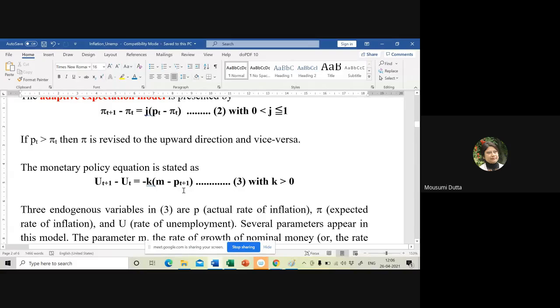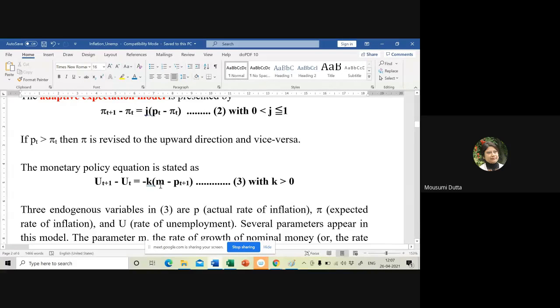Okay. Now m minus p(t+1) indicates surplus money in an economy. This is the money supply part and this is the increase in price part. So money supply part less the inflation we are considering. Okay. So in some sense, it is the real income, because it is the money supply less the inflation in the next period. So the change in unemployment rate is a negative function of real income.